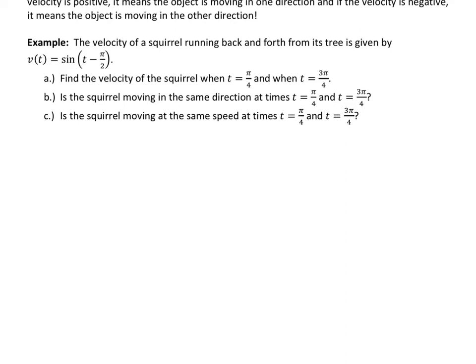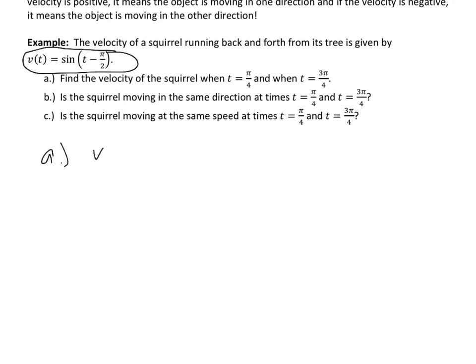And the velocity that it's moving at is given by this sine function. Again, we're going to pretend that this is a squirrel with an advanced knowledge of mathematics, and that it's moving with speed according to a sine curve. Part A. If I asked you to find the velocity of the squirrel when time was pi over 4 and when time was 3 pi over 4, how would you find those things? Hopefully you're recognizing that this is fairly easy.